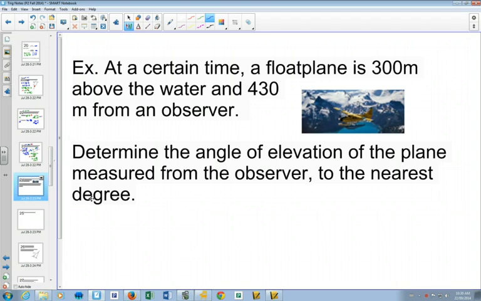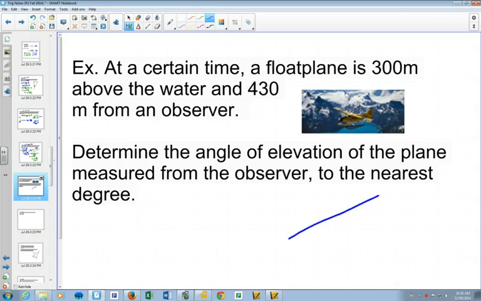At a certain time, a float plane is 300 meters above the water and 430 meters away from an observer. Sort of like Dawson, your distance thing on your app that you had found. This would be more realistic, right? You could, because you look through it and you see the distance you are away from something.